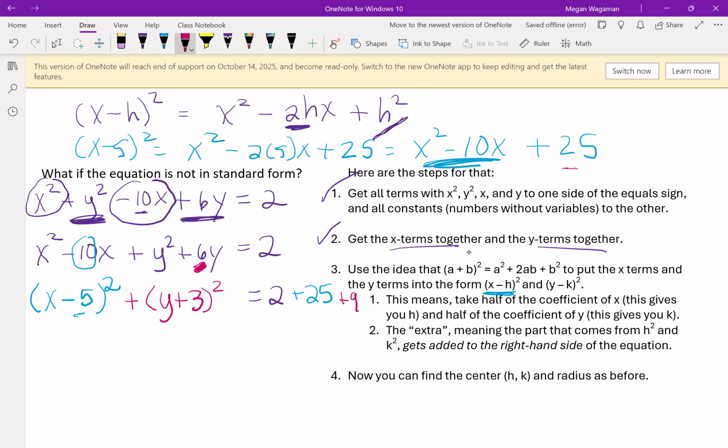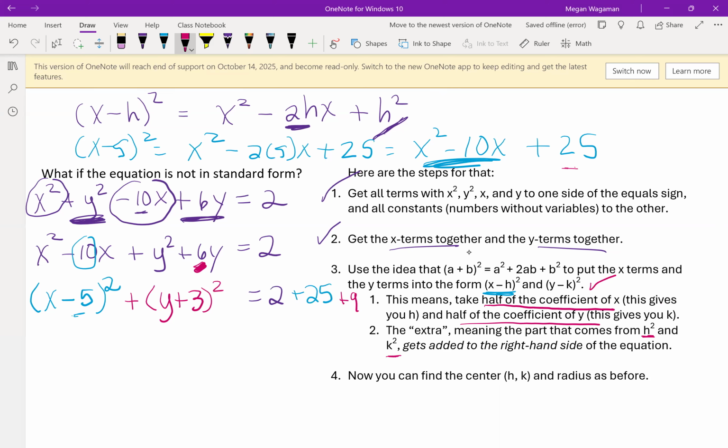So just going through what I have written here. I put the x terms and the y terms into this form. To do that, I took half of the coefficient of x and half of the coefficient of y. That's where I got my minus 5 and my plus 3. Then I had to add that extra: the h squared and the k squared, I had to add that to the right-hand side. So that's where I have the plus 25 and the plus 9.